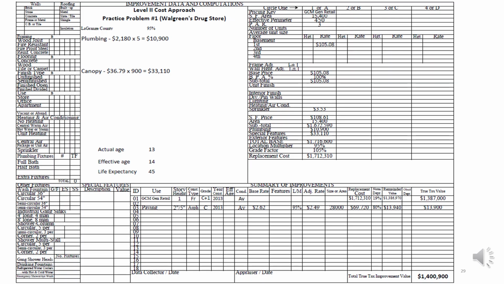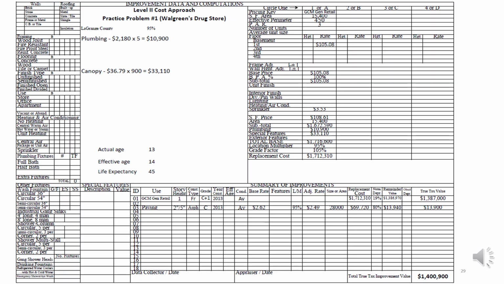I'm going to carry that value down to the summary of improvements in my replacement cost column, and you'll notice the next thing that I need to determine is my depreciation. If I would have filled in the information already for my summary of improvements, my use is a GCM general retail, my story height is 1, my construction type is frame, it was a C+1 grade, built in 2013 in average condition. Since I've calculated my replacement cost, I'm going to determine my depreciation.